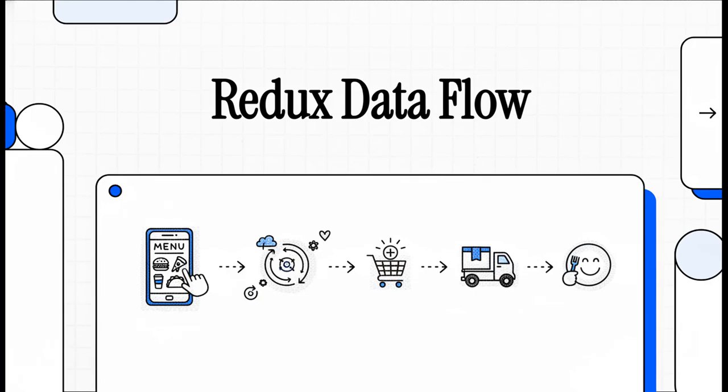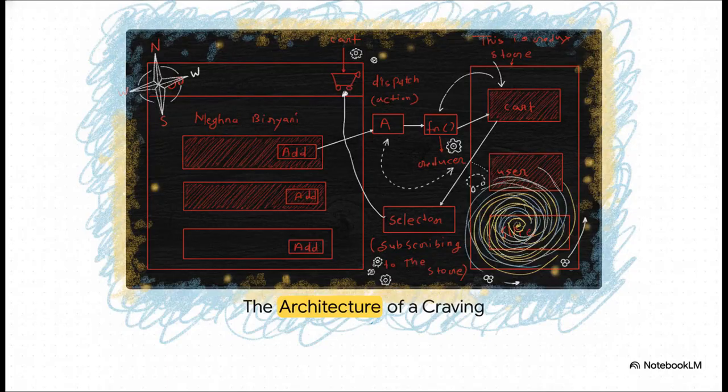Welcome to this explainer. Today, we're going to decode the abstract magic of modern web application architecture by looking at something we all absolutely love, ordering food. If you've ever wondered how modern apps keep track of every little thing you do without crashing or losing your data, well, you're in exactly the right place. Take a look at the screen.